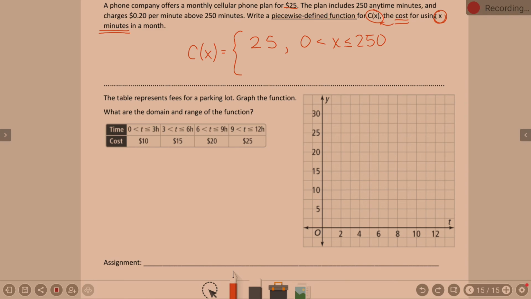We all want that $25 cell phone plan, right? I wish.